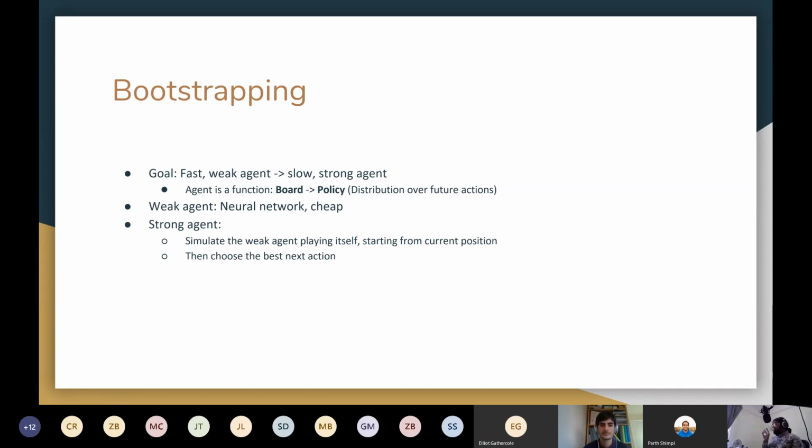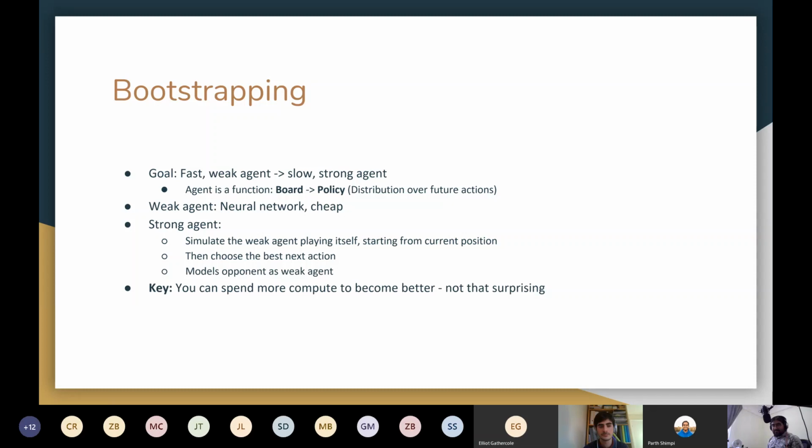Because basically it has all the information the weak agent has and more. And the key insight here isn't actually all that surprising. It's basically saying if you spend computing power, you can become smarter. If you run your information gathering process for longer, you can make better and better decisions.